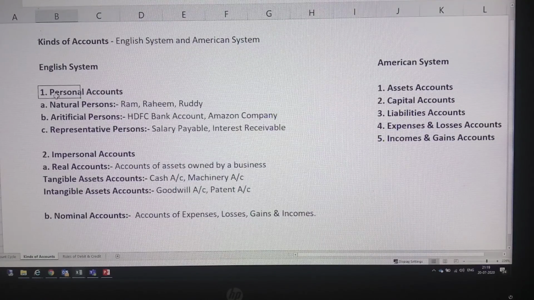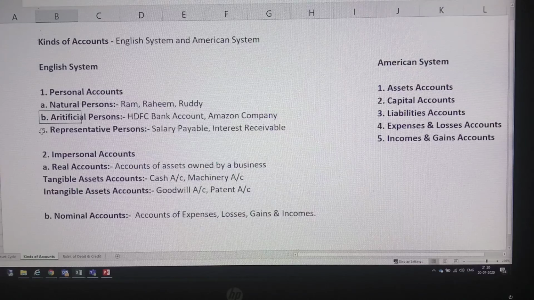So here let's talk about the English system, which talks about personal accounts. Personal accounts are further categorized into three categories, which are natural persons, which is any person's name, I would say, like Ram, Rahim, Rudy, anybody's account. It can be a person's name. That is when we'll record it under a personal account.